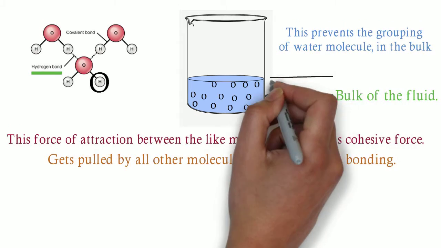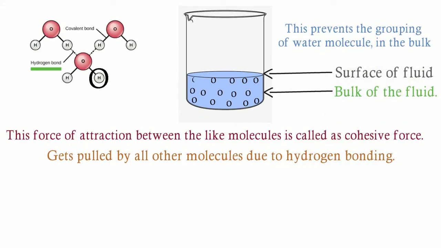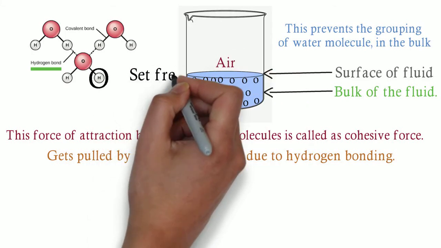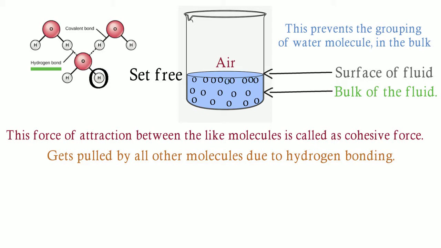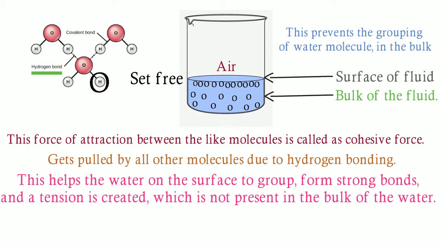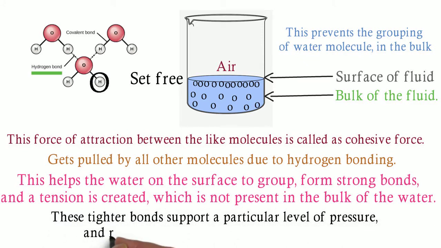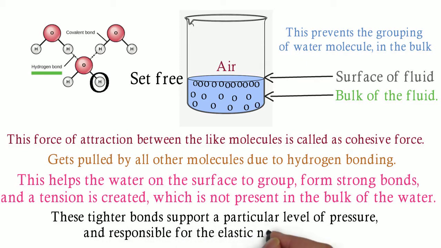But at the surface of the water, there are no water molecules above the surface, only air is present, so they are set free. This helps the water on the surface to group, form strong bonds, and a tension is created, which is not present in the bulk of the water. These tighter bonds support a particular level of pressure, and are responsible for the elastic nature of water.